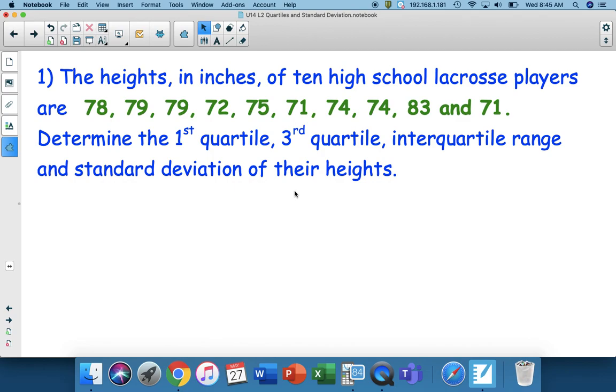Sorry about that. Let me fix that. First one I see is a 71. I see another 71. Next one I see is a 72. Then I see two 74s.